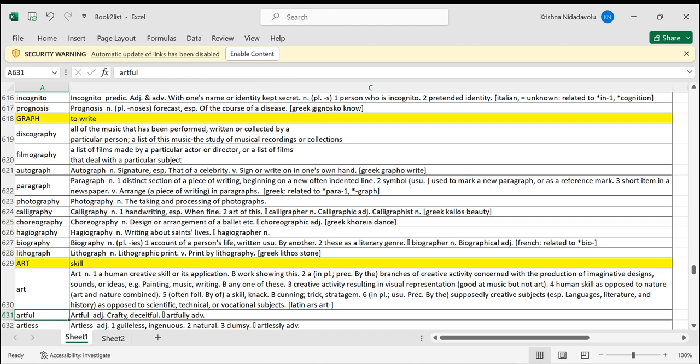Artful. Artful is very skillful, but we use it in other ways also, which is wily, crafty, sly. Artful solution. It was an artful solution. Each side was pleased with the agreement, but it was the lawyer himself who took the most of it. That was an artful solution. It's a very clever, very deceptive solution. The lawyer took the major amount, but both sides felt that it was a fair agreement.